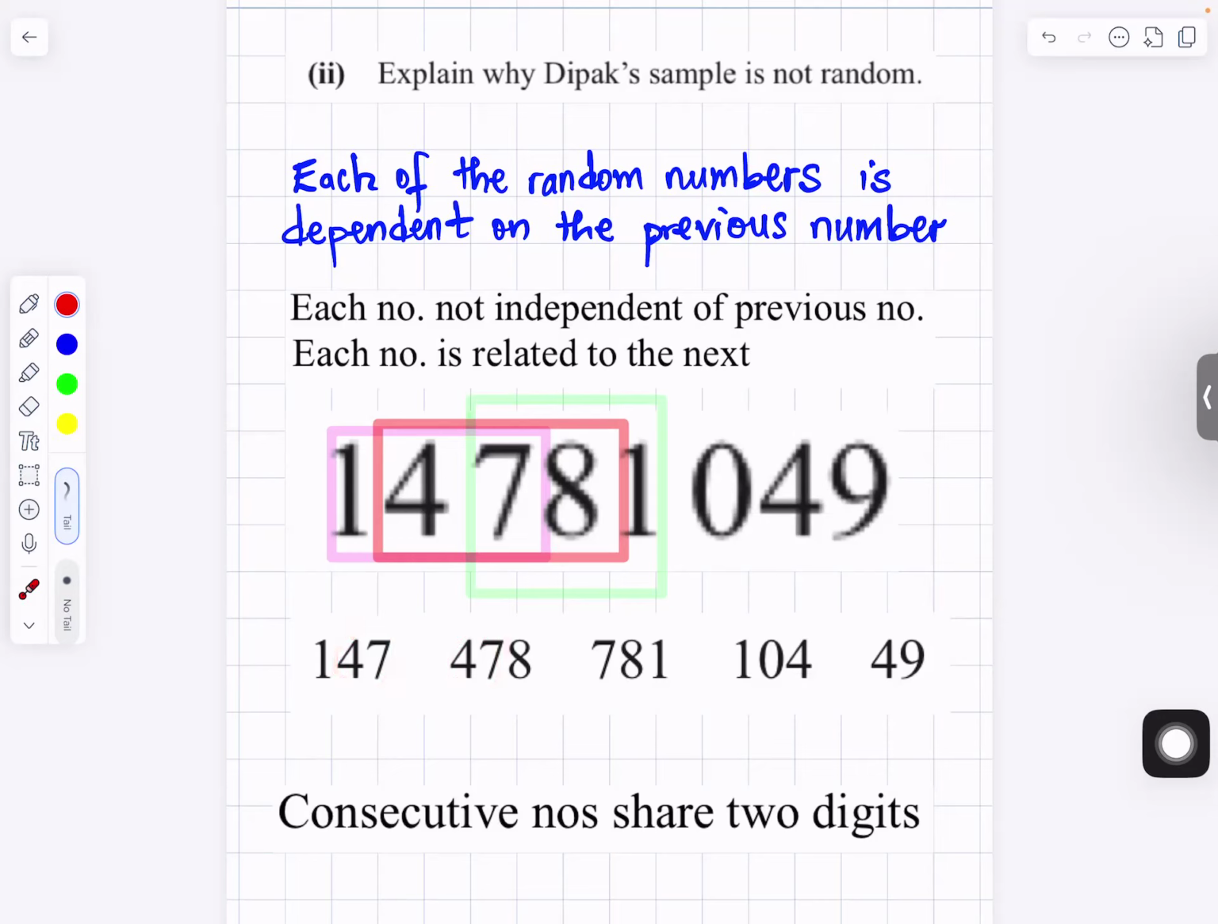If you see the pattern there, the pink one, 147. After that, 478, the red one. After that, the green one, 781. So 781, let's look at this one. 78, 478, and 781. You can see the 78 link. And then from there, you can see consecutive numbers share 2 digits. Share 2 digits. 1, 2. 1, 2. So they are not independent.